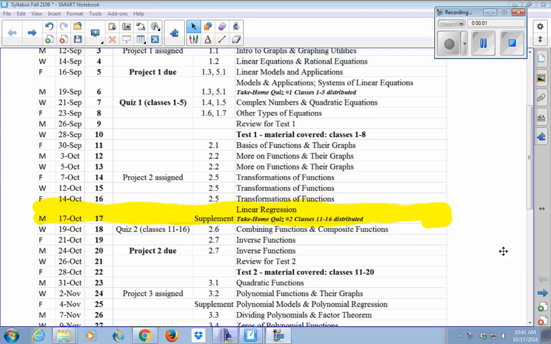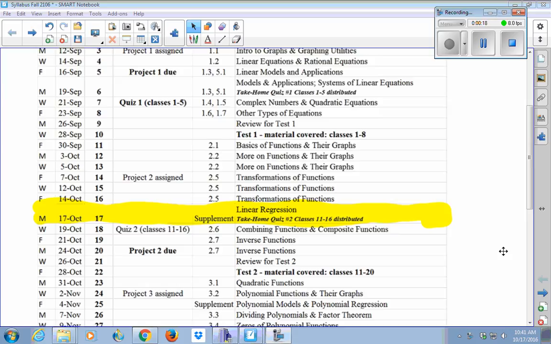We will finally be off of transformation of functions. Your project for transformation of functions is due a week from today, so you have another week. If you want me to take a quick look at it and make some comments without grading it, it needs to be on my desk today.